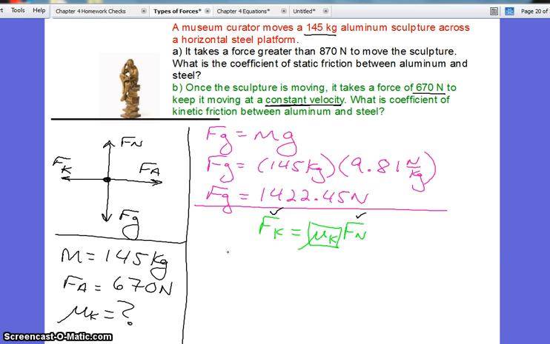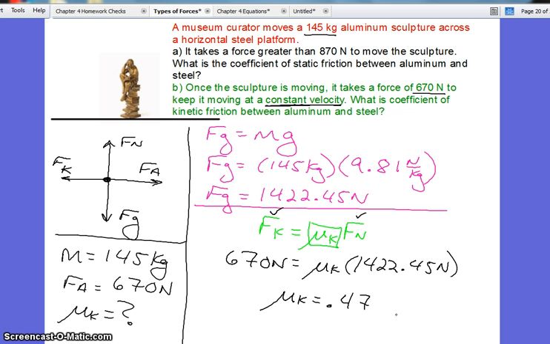So kinetic friction is 670 newtons. Our normal force is 1,422.45 newtons. We divide them and we get the coefficient to be 0.47. Now, if you remember from the previous tutorial, the coefficient of static friction was 0.61. So the coefficient of kinetic is less than that, which is what we would anticipate based on our previous information.